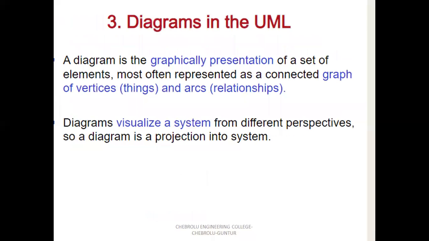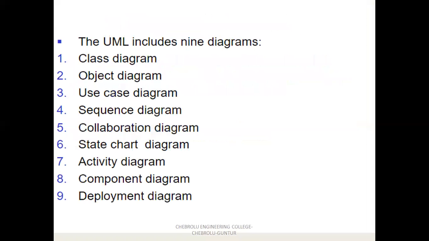Next one, diagrams in UML. There are 9 diagrams in the UML. A diagram is the graphical representation of a set of elements, mostly represented as a connected graph of vertices and arcs. A diagram is a visualization of a system from a different perspective, so a diagram is a projection into the system. There are 9 UML diagrams.